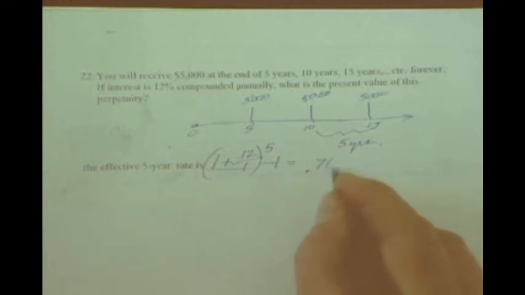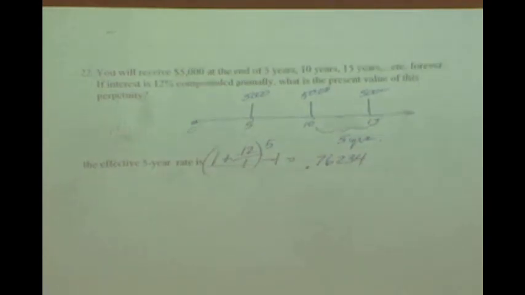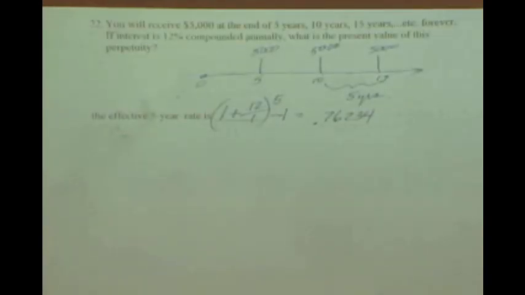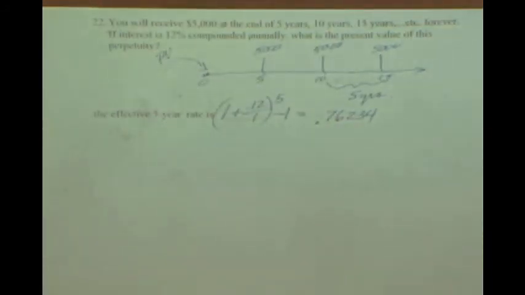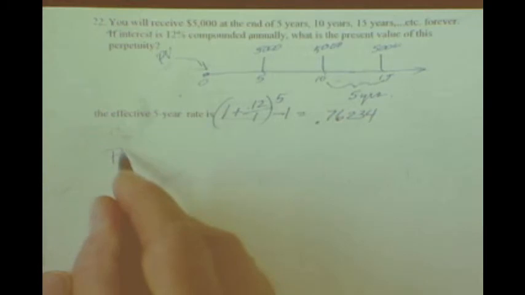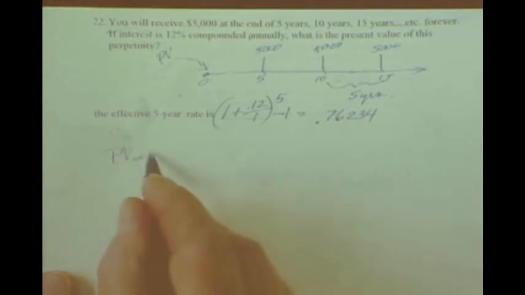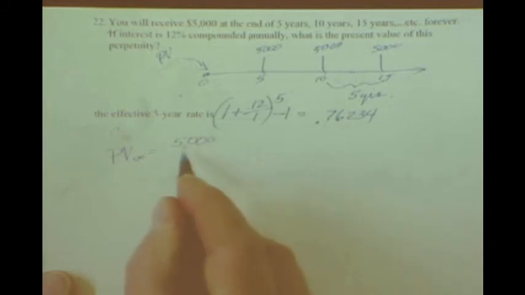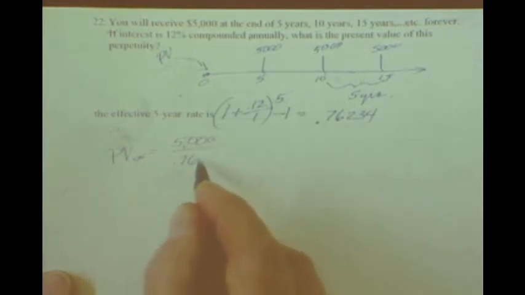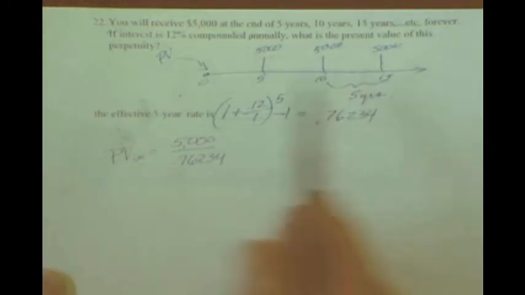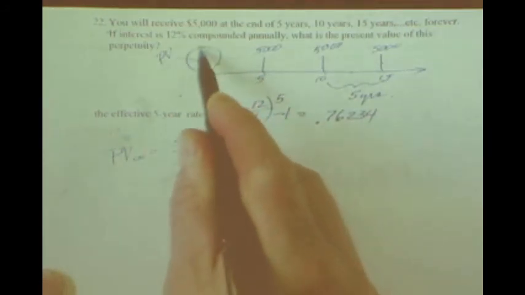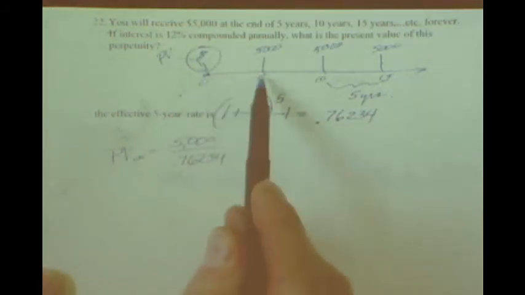Actually, we get 0.76. 2, 3, 4. And that is a 5-year interest rate. We want the present value of the perpetuity. And the perpetuity equation, payment divided by the interest rate, will consolidate all of these payments into a lump sum amount 1 period before the first payment.